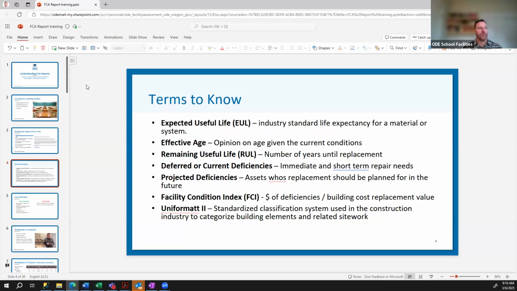And then finally, Uniformat 2. So this is a standardized process for classifying systems in construction. And so what that allows us to do is create a list of system and building components and apply all of those other factors to remaining useful life, expected useful life, a cost factor is in there. And it essentially allows you to look at individual systems and components across your buildings to see what needs to be prioritized for maintenance and repair. Any questions?